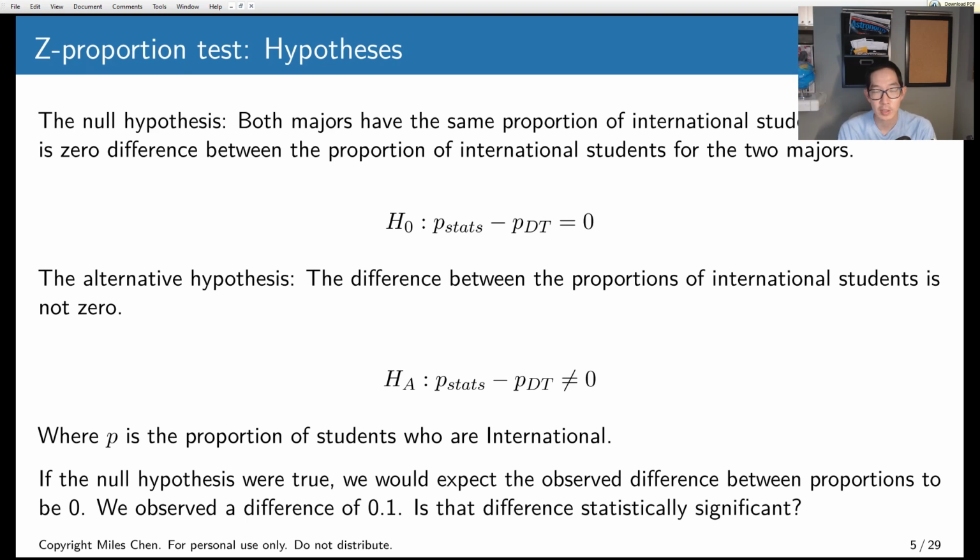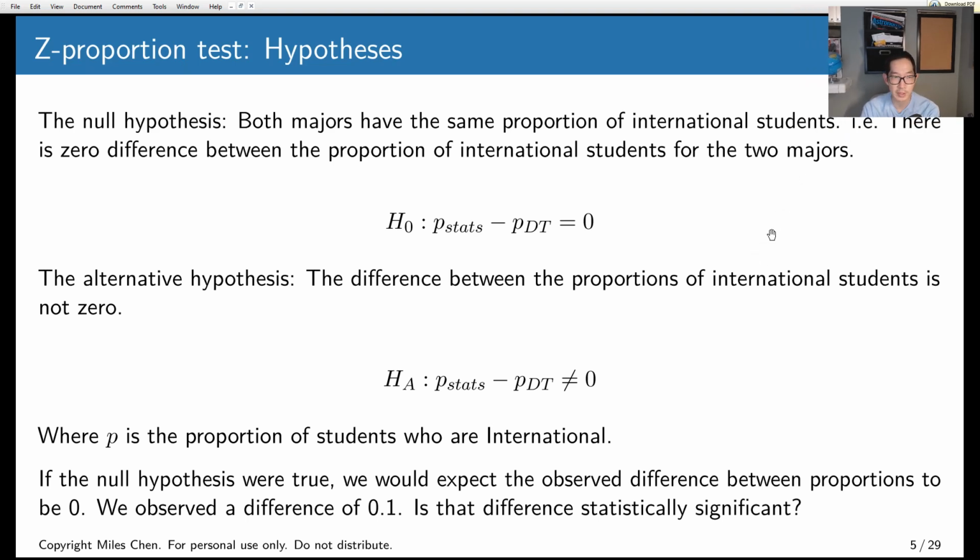The null hypothesis would be that the two groups have the same proportion of international students, and therefore there's zero difference between the proportion of international students for the two majors. So our null hypothesis would be that if we did p stats minus p data theory for the population, we would get a difference of 0. The alternative hypothesis would be that the difference between the proportion of international students in stats and international students in data theory is not 0.